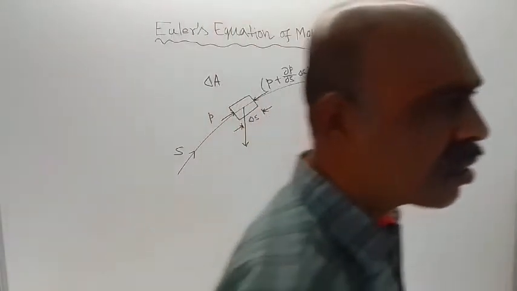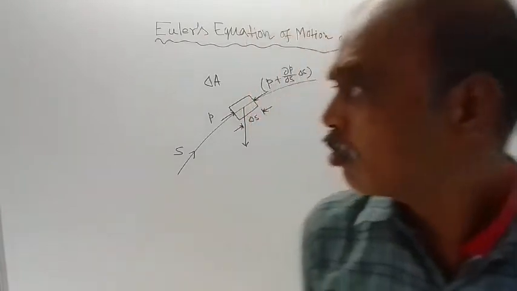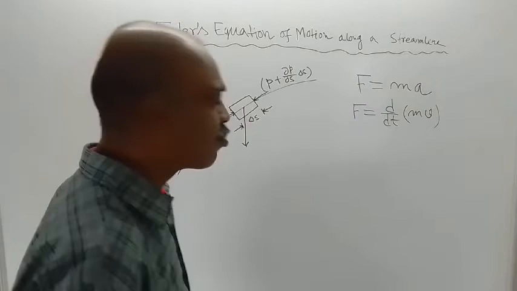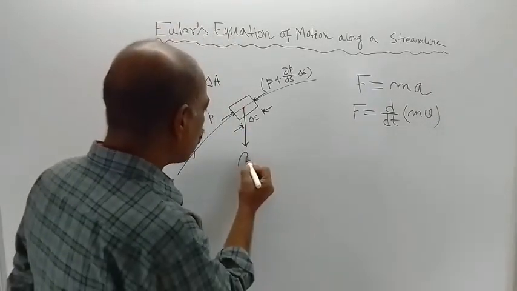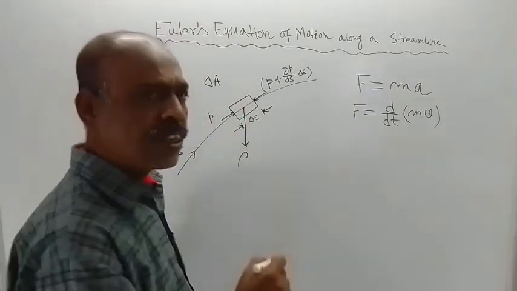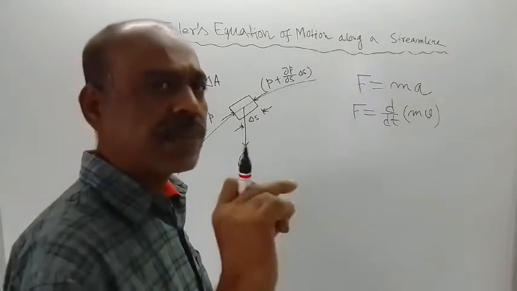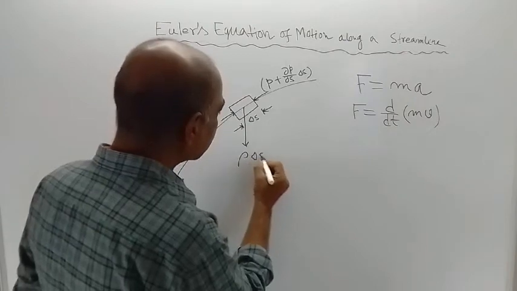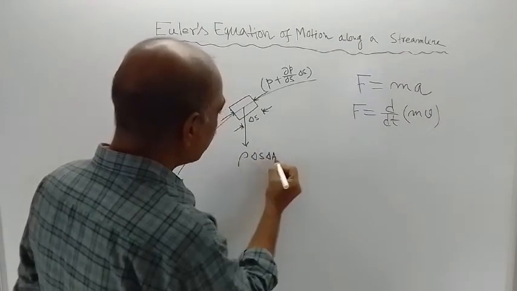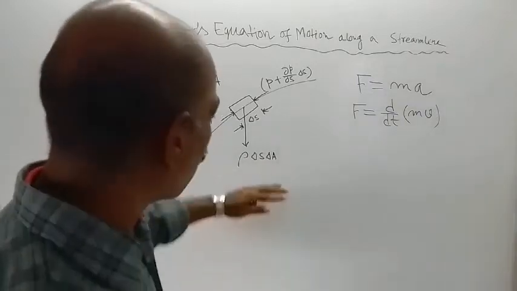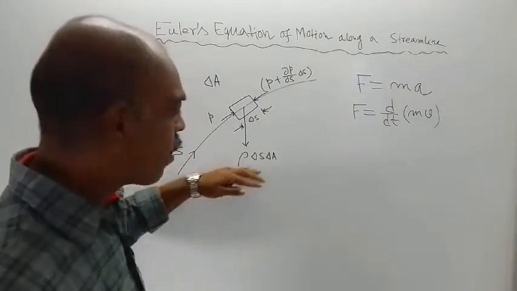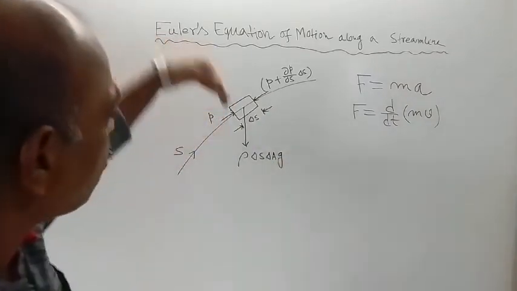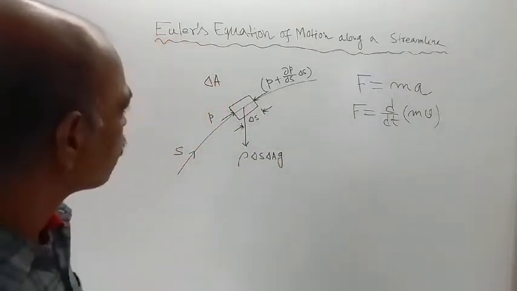Okay, here the flow is incompressible. Since the flow is incompressible, the density will remain constant. Suppose the density is rho. So what is the mass of the fluid element? That is density multiplied by the volume. And volume is how much? It is equal to delta S into delta A. Delta S into delta A is the volume, multiplied by density is the mass, and multiplied by g is the weight of the fluid element, which is acting in the vertically downward direction.